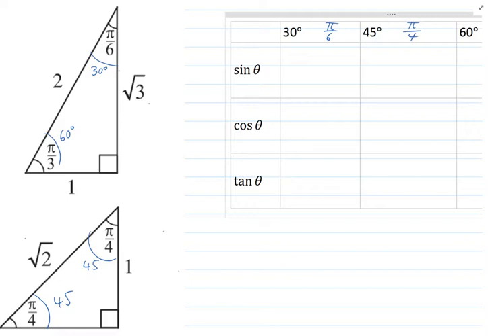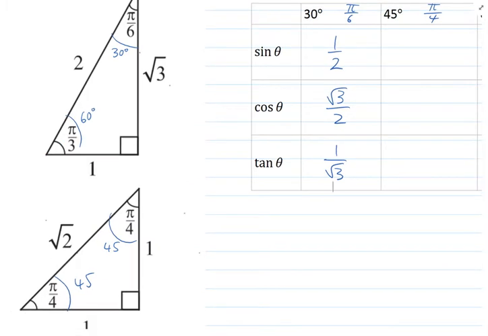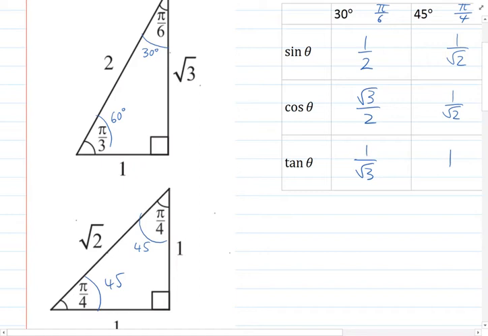And so sine, when we're 30, we'd be working with this triangle here, and it's opposite over hypotenuse, so that would be a half. Cos is adjacent over hypotenuse, so that would be root 3 over 2, and tan is opposite over adjacent, so that would be 1 over root 3. For 45, we're onto that other triangle, and so sine would be opposite over hypotenuse, so 1 over root 2, and cosine will be exactly the same, and tan would be 1 over 1, which is 1.